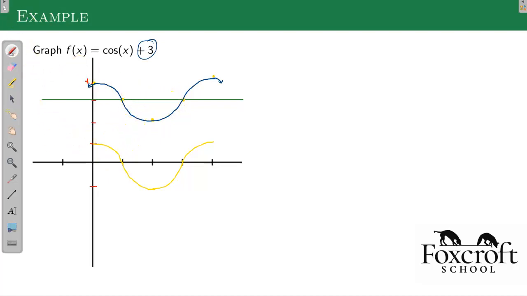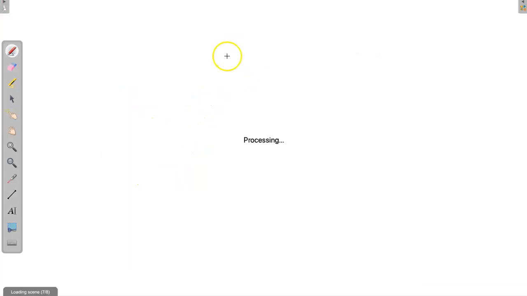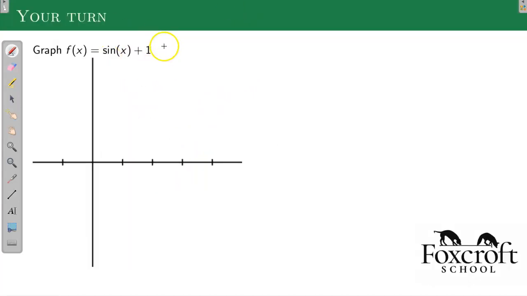If this was the exact same problem, but it was sine of x plus 3, do the same thing and have the midline. Sine starts on the midline, goes up, midline, down, midline. That would be the graph for sine of x plus 3. So here's one for you to try on your own, sine of x plus 1. So go ahead and pause the video, try that one. I'll show you the answer in 3, 2, 1. And this is what your final answer should look like.